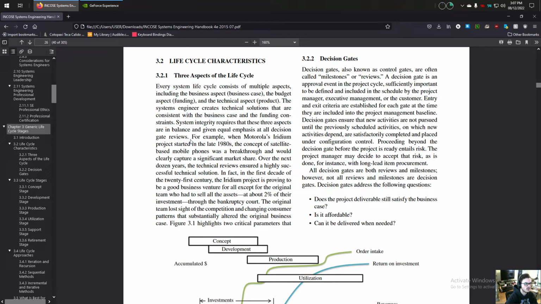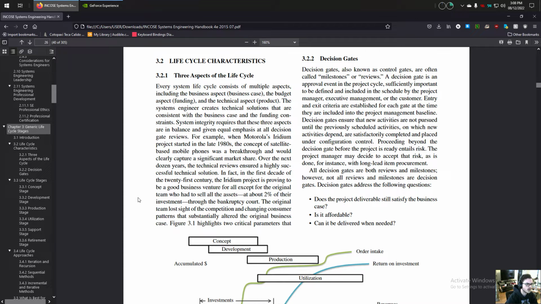For example, when Motorola's Iridium project started in the late 1980s, the concept of satellite-based mobile phones was a breakthrough and would clearly capture a significant market share. Over the next dozen years, the technical reviews ensured a highly successful technical solution. In fact, in the first decade of the 21st century, the Iridium project is proving to be a good business venture for all except for the original team who had to sell all the assets, at about 2% of their investment, through the bankruptcy court. The original team lost sight of the competition and changing consumer patterns that substantially altered their original business case.